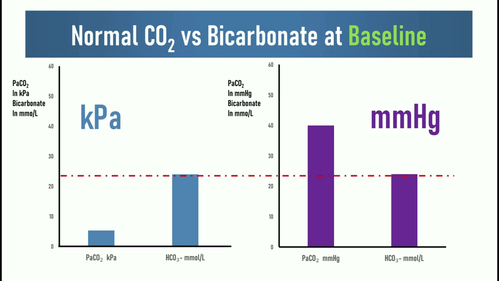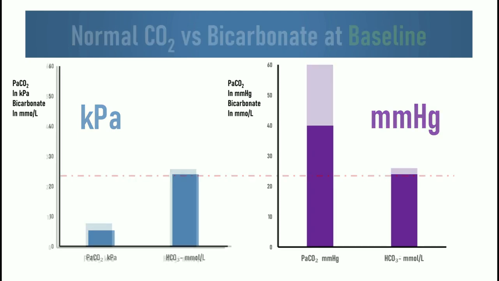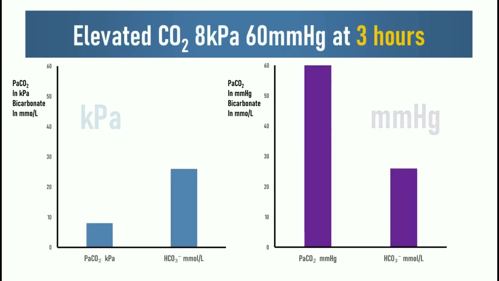And the bicarbonate is 24 millimoles per liter at 5.3 kilopascals, or 40 millimeters of mercury. Now we're going to hypoventilate our patient to 8 kilopascals, or 60 millimeters of mercury, for a couple of hours. And let's see what happens to the bicarbonate. We started at 24 millimoles per liter, but it's gone up now to 26 millimoles per liter. A small but not insignificant rise.